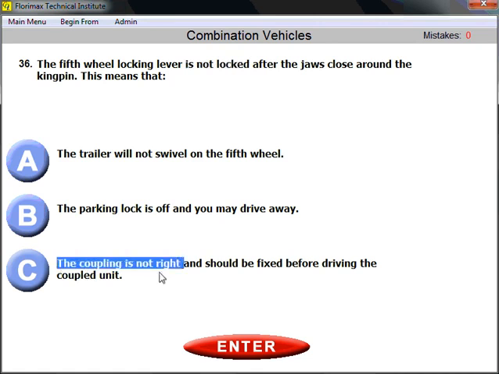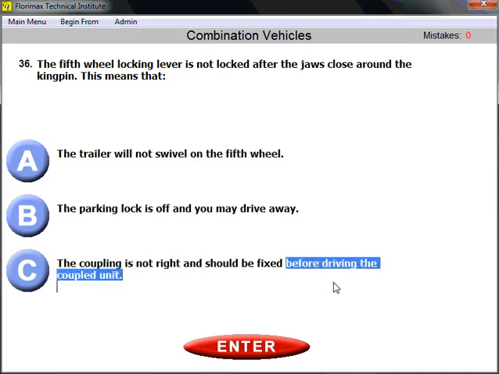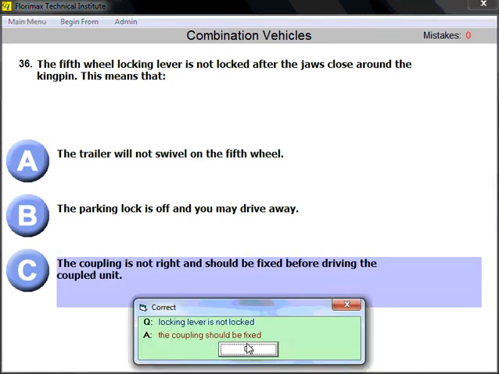Okay, again, you don't need to know all the technical details. You just read, is not locked, the coupling is not right. And definitely should be fixed before driving the coupled unit. Again, that's the second indication that this choice is correct. Coupling is not right and should be fixed before you drive.